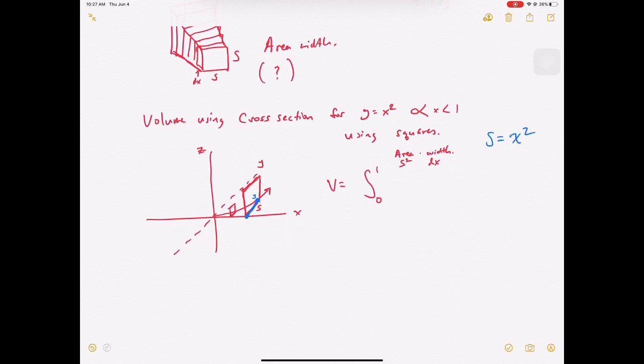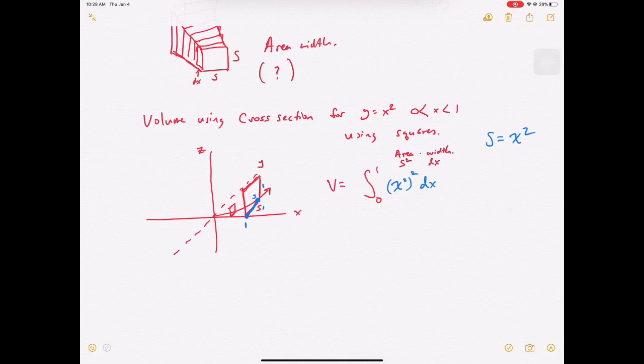So if my value at 1 is 1 squared, which is 1, well, so is the height of my square. So it's 1 times 1. So the area is s squared, and we're going to write that as x squared. We're going to square that, because that's how you find the area of a square, and then multiply that by a little bit of dx. And that's the setup.